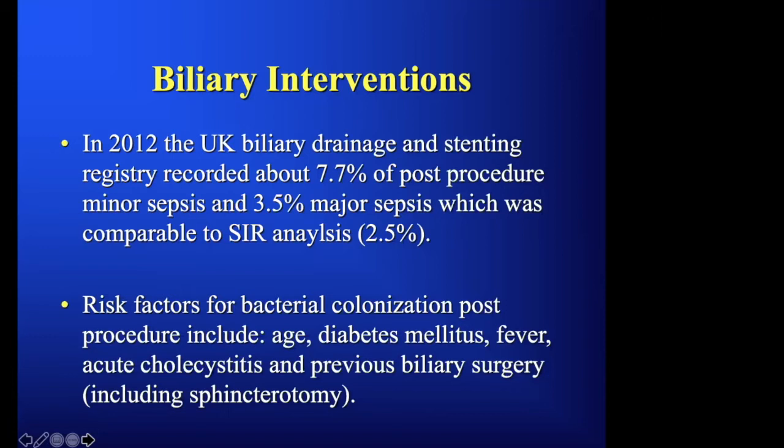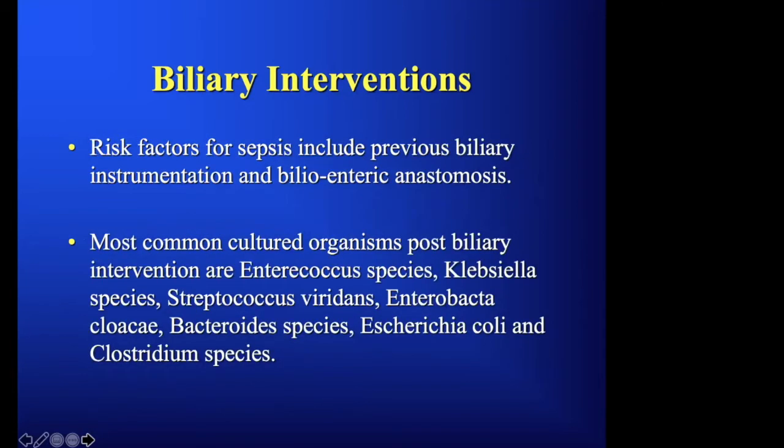So again, for the biliary interventions, the risk factors for bacterial colonization include advanced age, diabetes, fever, acute cholecystitis, and if a patient had previous biliary surgery, including sphincterotomy. And for sepsis now, the risk factors would include if a patient had previous biliary instrumentation or bilioenteric anastomosis. So all these patients are at a risk of developing sepsis or bacteremia. And as such, they either should be already on antibiotics or you should consider giving them prophylaxis prior to the procedure. So the cultured organisms, as we can see here, are almost similar to what we've seen previously.